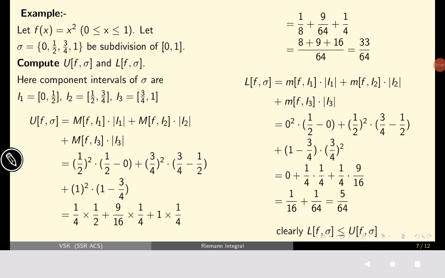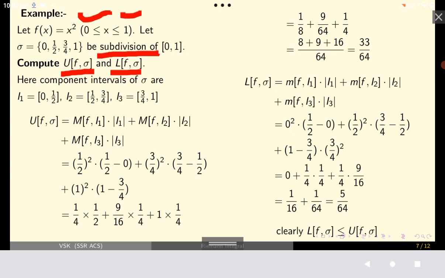Now let us see quickly one example. Let f(x) is equal to x square defined on the interval 0 to 1, and let this be a subdivision of [0,1]. We have to compute the upper sum and lower sum. For this, the component intervals clearly will be I1 is 0 to 1 by 2, I2 is 1 by 2 to 3 by 4, and I3 is 3 by 4 to 1.